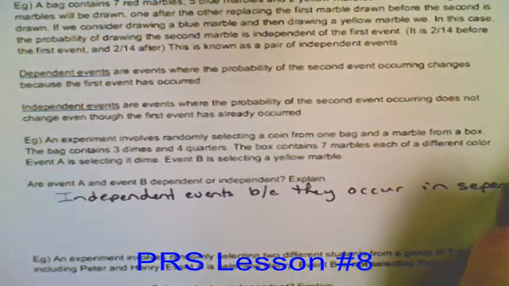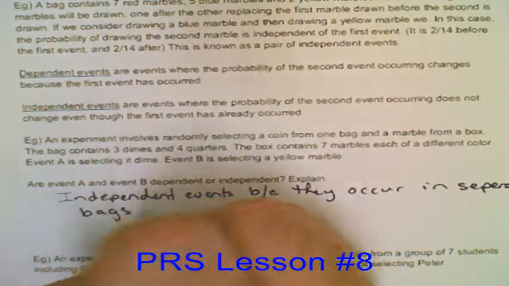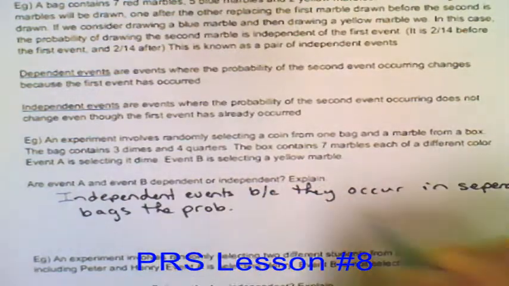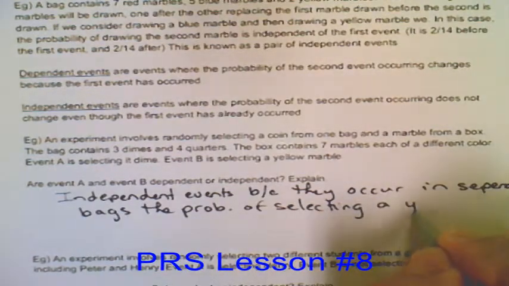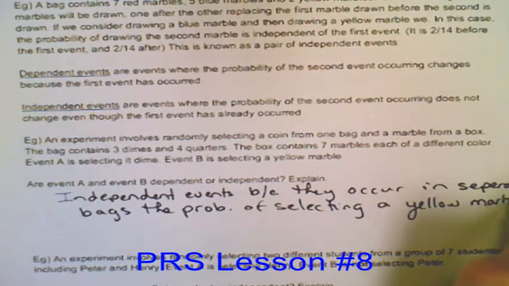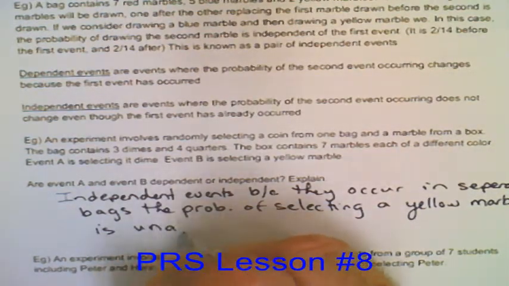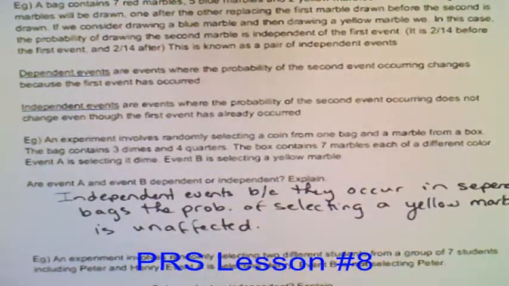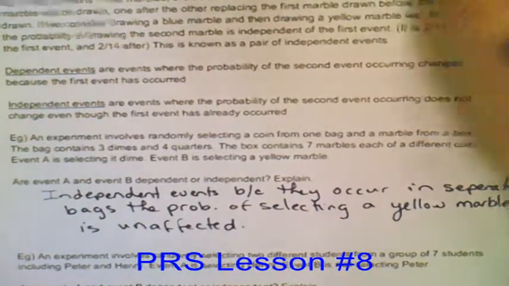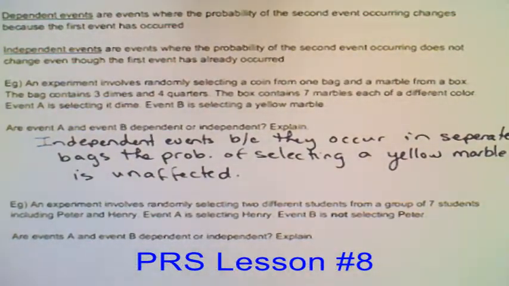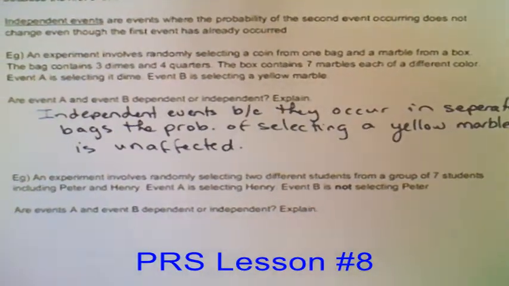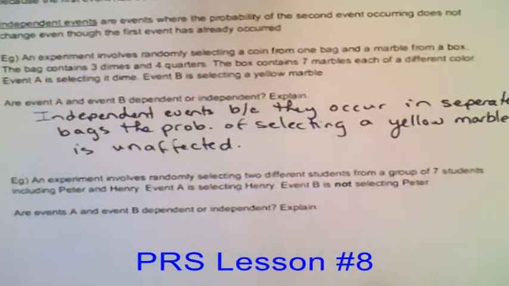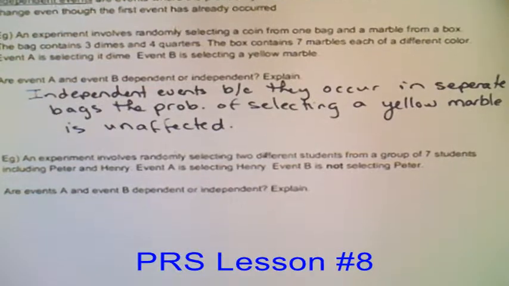And it's because they occur in separate bags. The probability, I'm just going to write prob. The probability of selecting a yellow marble is unaffected. It's like flipping a coin and rolling a dice. It doesn't matter what happened first. Rolling the dice is still unaffected. It's still unchanged.